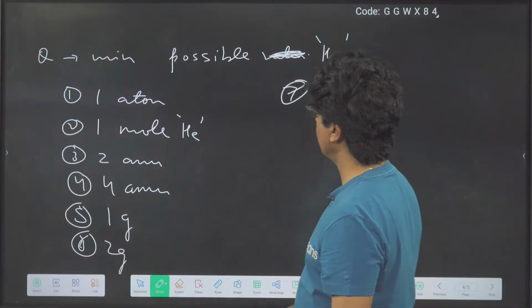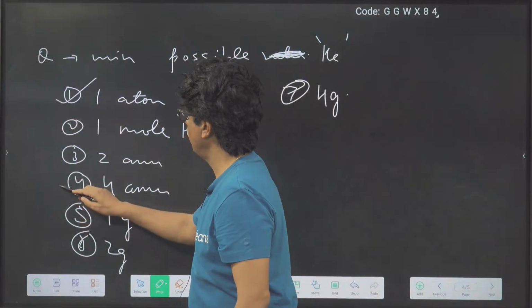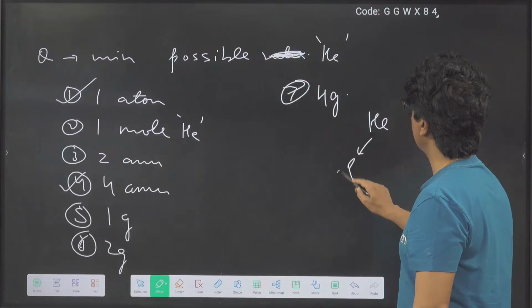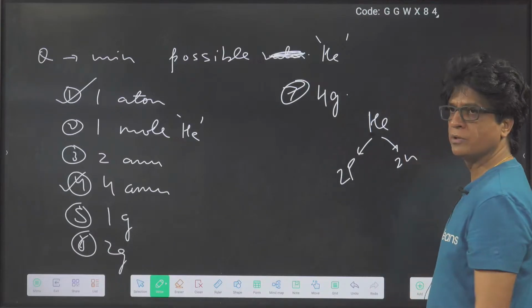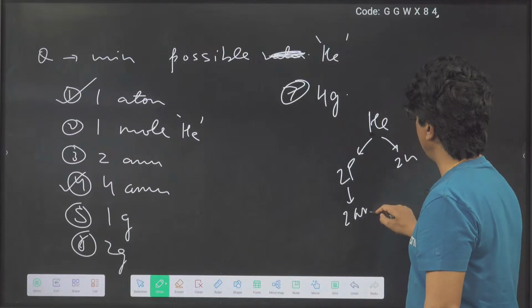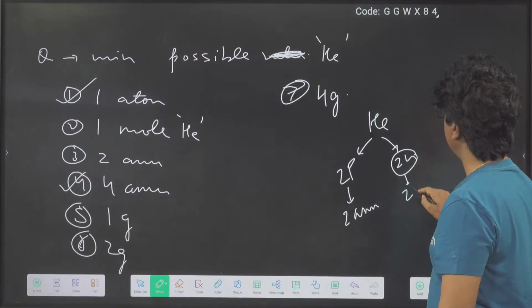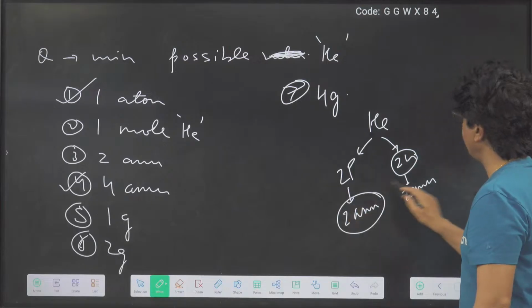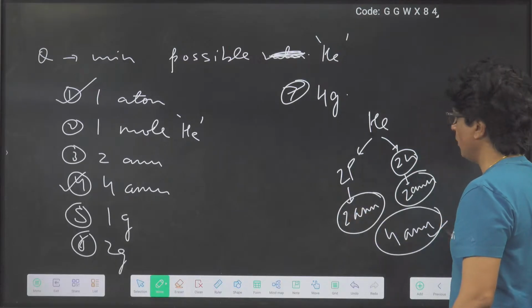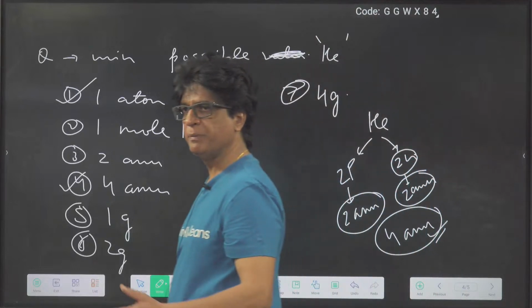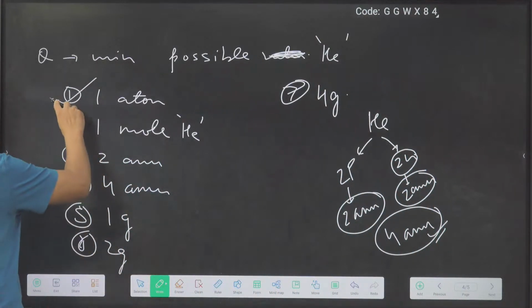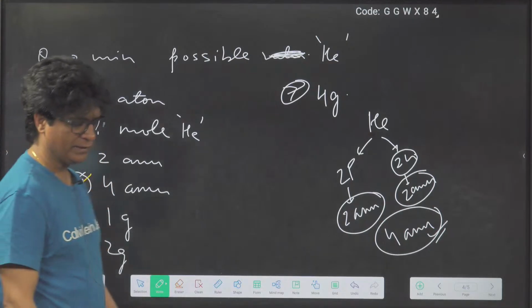See, the correct answer is 1 atom and 4 AMU. Helium contains 2 protons and 2 neutrons. Remember that. So 2 protons will have 2 AMU and 2 neutrons will again have a weight of 2 AMU. The total becomes 4 AMU. Are you getting it or not? Some people have given me only the fourth answer. That is not correct, right? So both the first and the fourth are the right answers. Getting it?